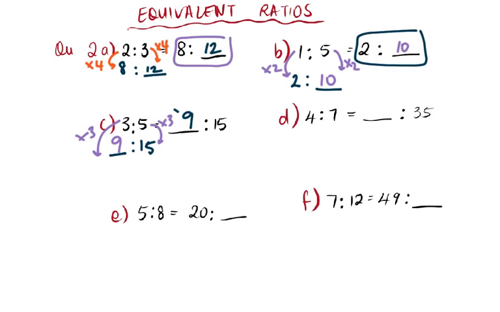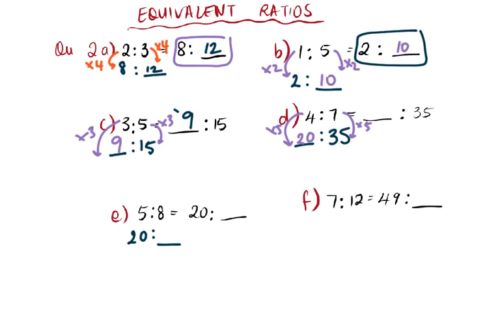Let's do D. So again, we're going to write these above each other. And this time I need to figure out how I go from 7 to 35. So 7 times what would give me 35? 7 times 5. So if I multiply by 5 on one side, I've got to multiply by 5 on the other side. So 5 times 4 is 20 to 35. Let's go to E. So 20 to something is an equivalent ratio to 5 to 8.